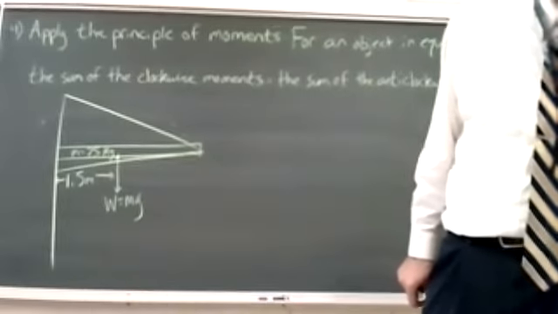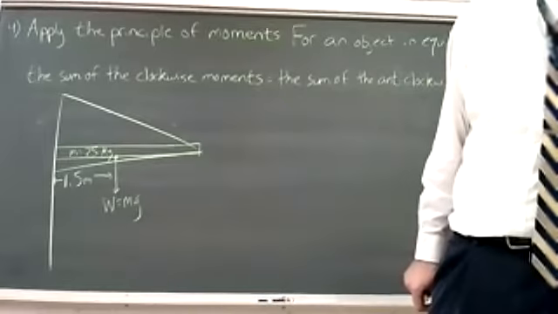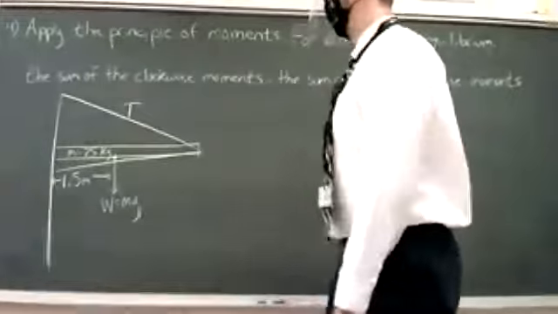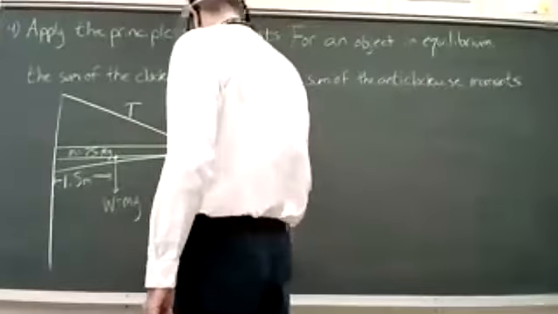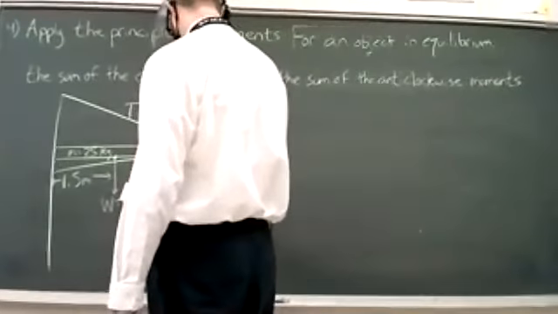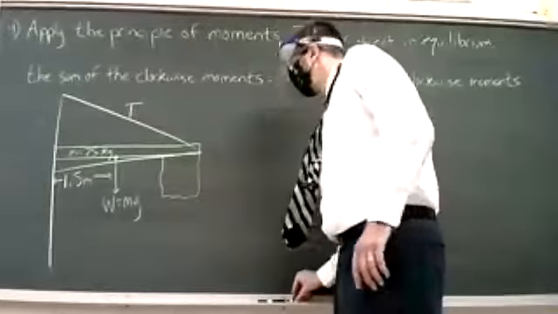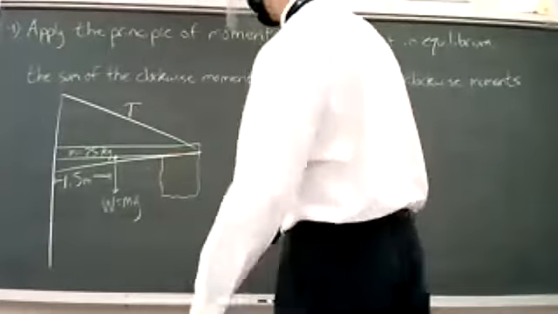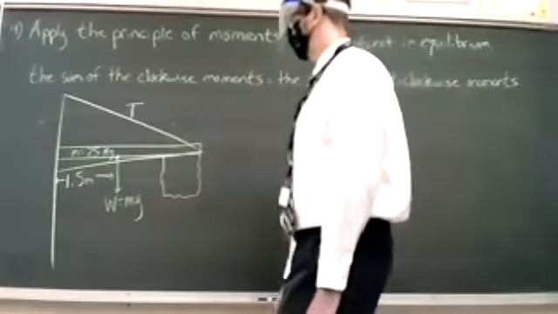Write an equation to represent taking moments about the left-hand end of the flagpole. Use your equation to find the tension T in the cable. So you've got a flagpole. We want to calculate the tension T. Any thoughts? Where should we begin?